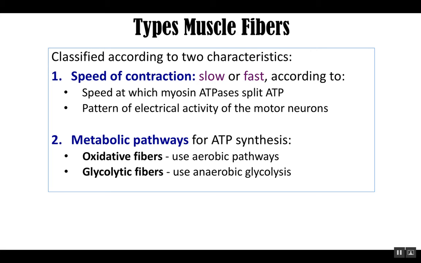The second characteristic is the metabolic pathways. So how fast will ATP be actually generated? Oxidative fibers use aerobic pathways, whereas glycolytic fibers use anaerobic glycolysis primarily.